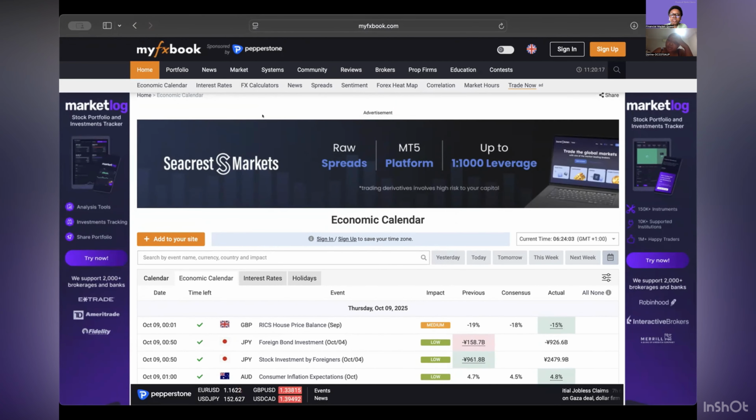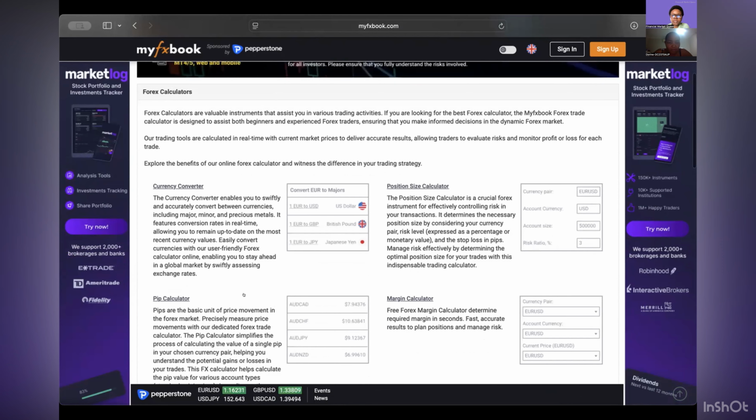Whenever I come to myfxbook, this is what I come here to do. After economic calendar and interest rates, you see FX calculators, so click on the FX calculator. Keep coming down and you see currency converter, pip calculator, position size calculator, margin calculator. What you're going to be using here is the position size calculator, so click on it.